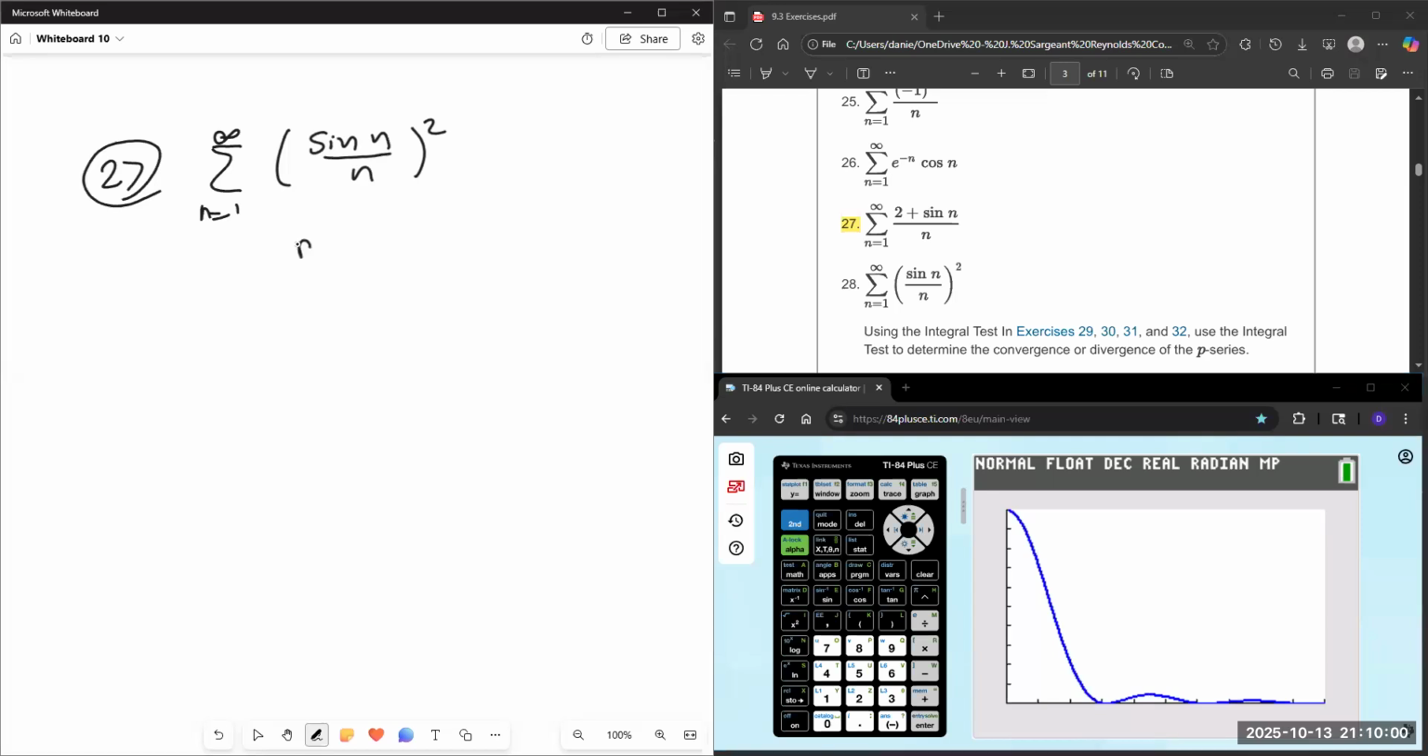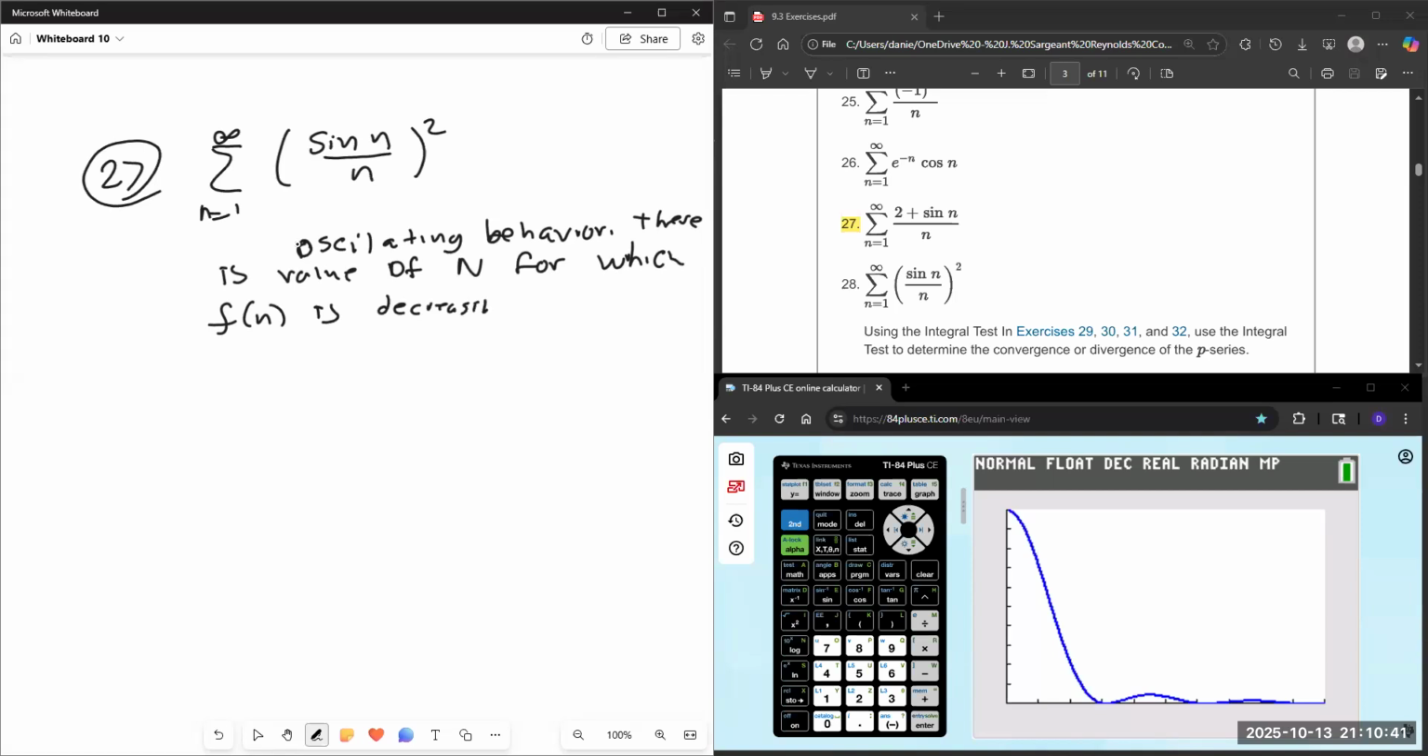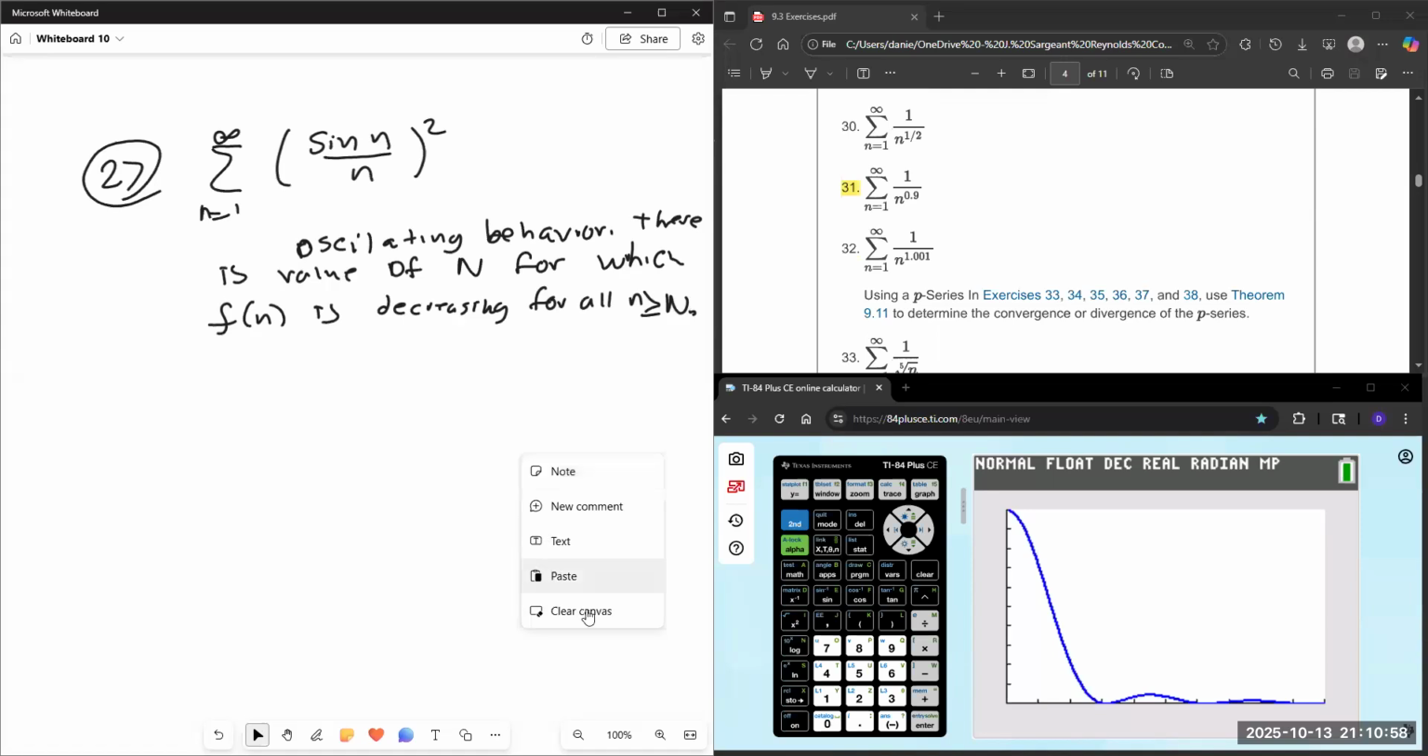But this has oscillating behavior. There is no value of capital N for which f of n is decreasing for all n greater than or equal to capital N. Okay, so that's a hard one to see with a calculator.